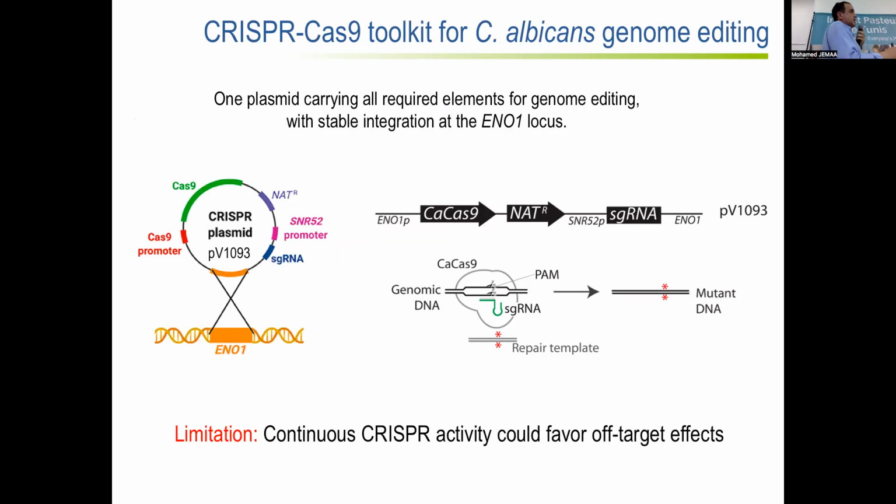So here is the CRISPR-Cas9 toolkit for Candida albicans genome editing. It's one plasmid that carries all of the required elements for genome editing with a stable integration at the NEUT1 locus. So you basically integrate this plasmid that carries the codon optimized Cas9.